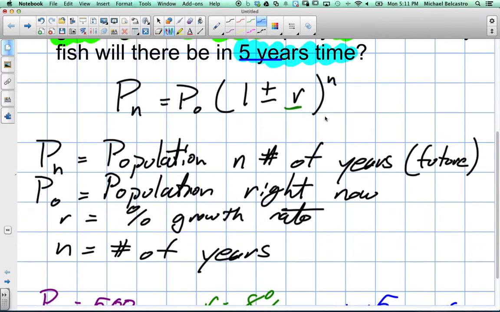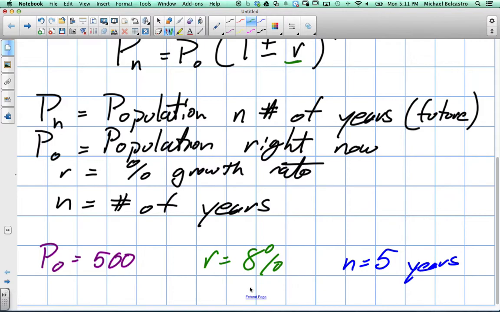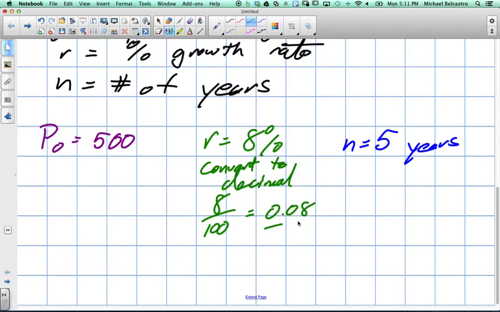Now, it's important that the time is measured in the same units as the percent. So percent per year and time in years. That works out really well. We don't have to do any conversions for this question. The growth rate, the percent, has to be converted to a decimal. To convert this to a decimal, we would do 8 divided by 100, which gives us 0.08. So that's the actual R value we're going to plug in. P naught is 500, and n is years.